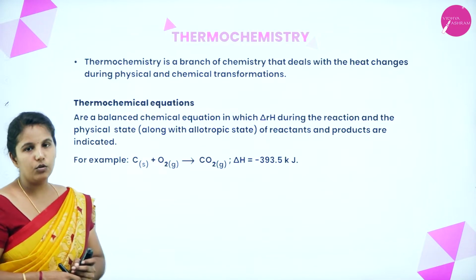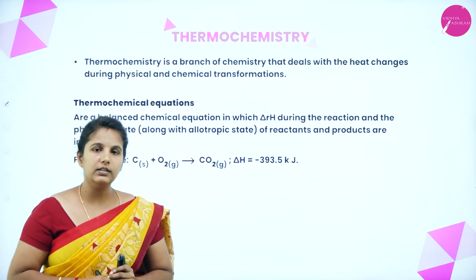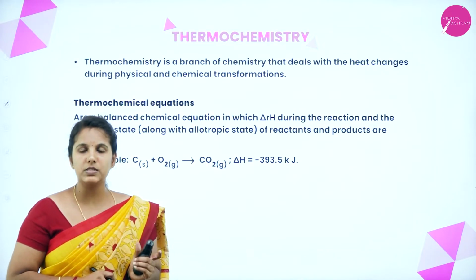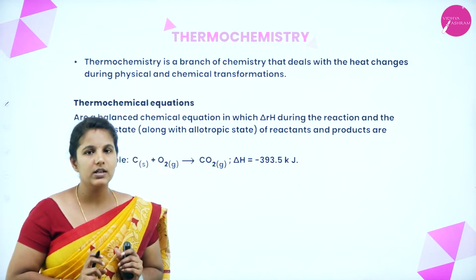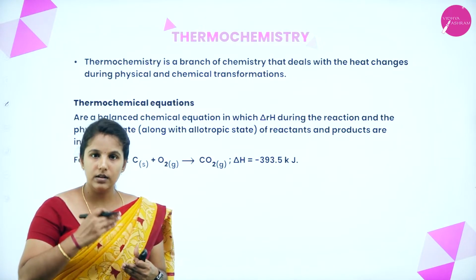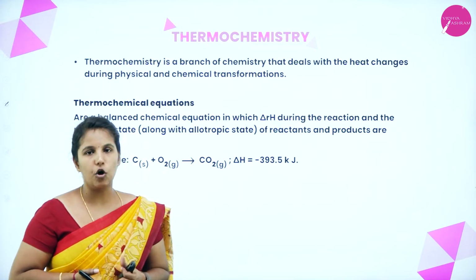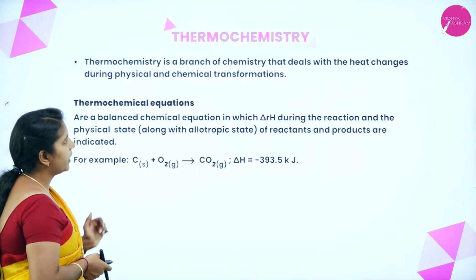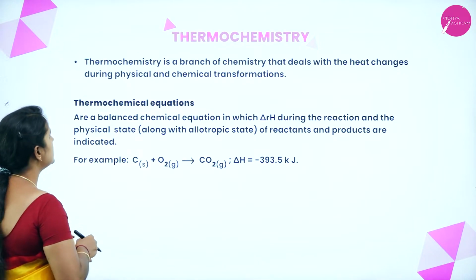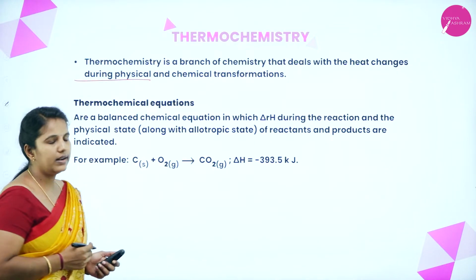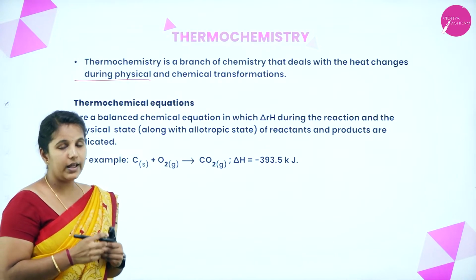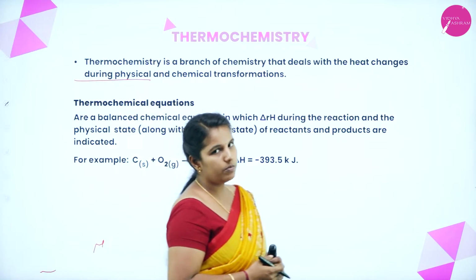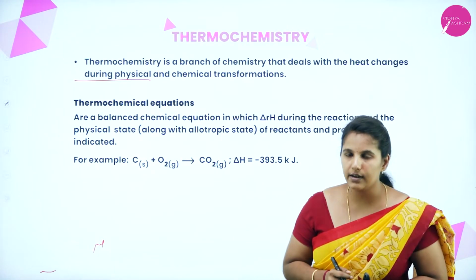Next, we have thermochemistry. While dealing with the thermodynamics chapter, we understood what thermodynamics actually is, which talks only about the states of the system, that is, at which stage the reaction is. Then what is thermochemistry? We'll see now. Thermochemistry is a branch of chemistry which deals with the heat changes during physical and chemical transformations. So, it talks about the heat changes either in a chemical process or in a physical transformation.